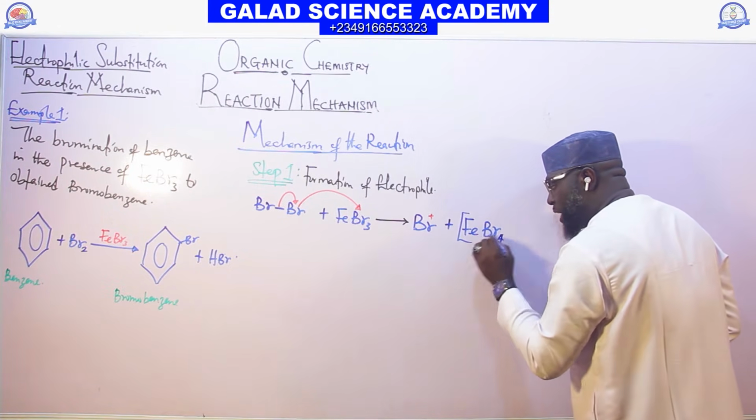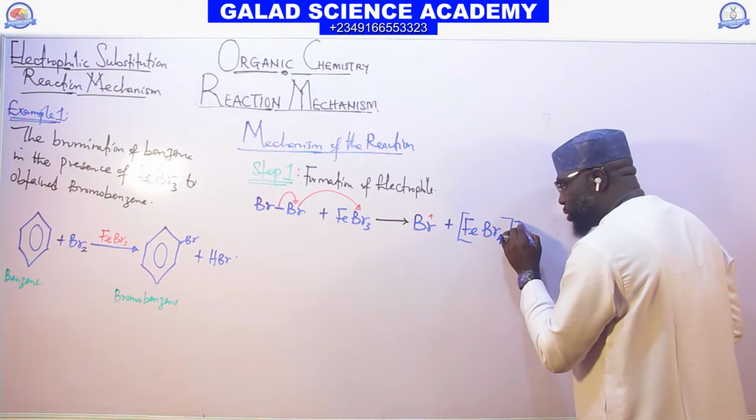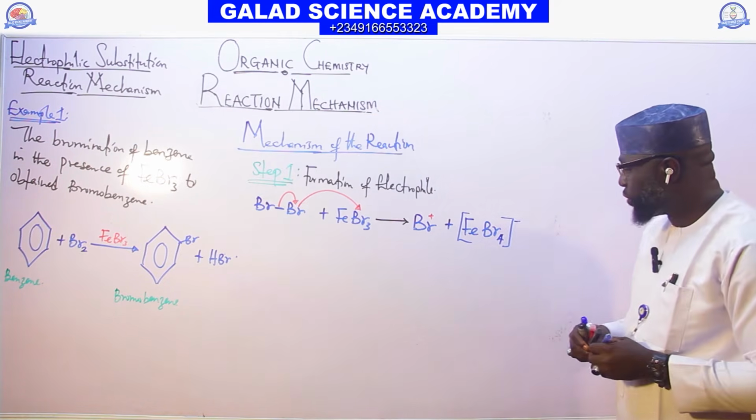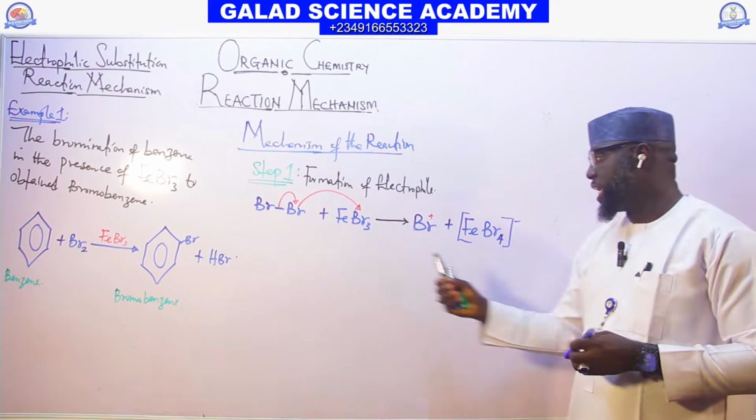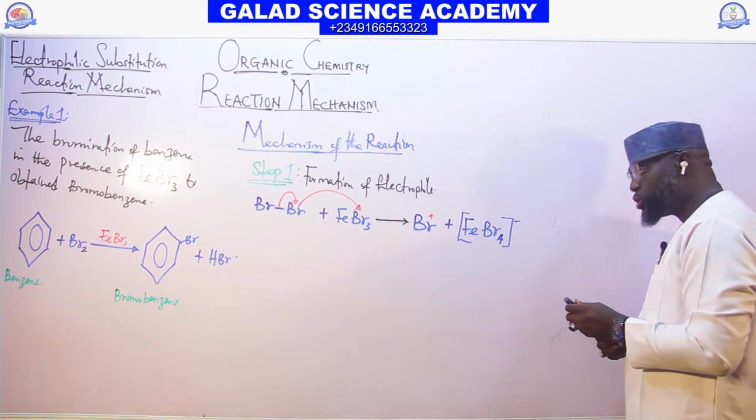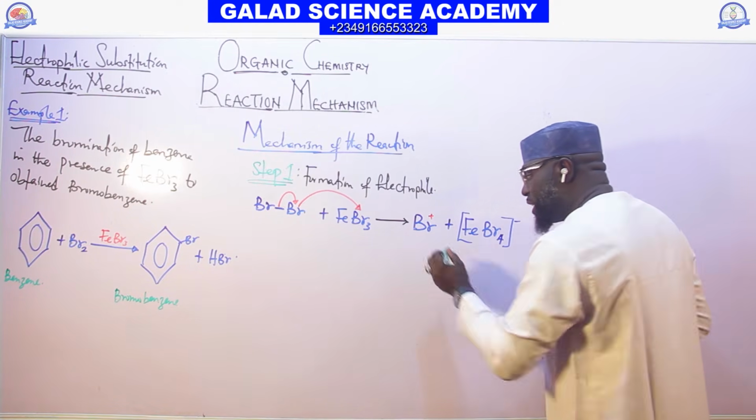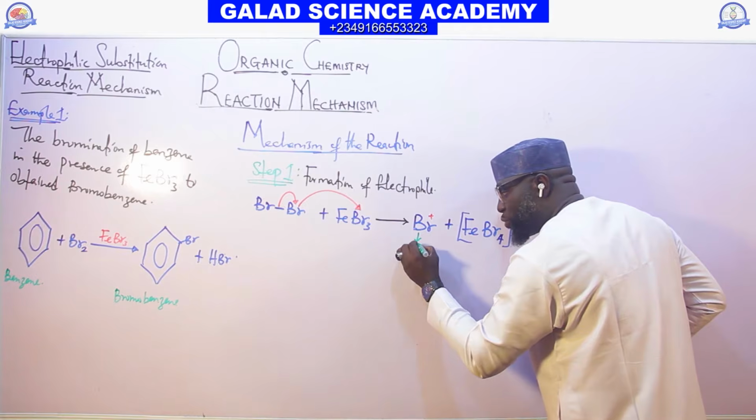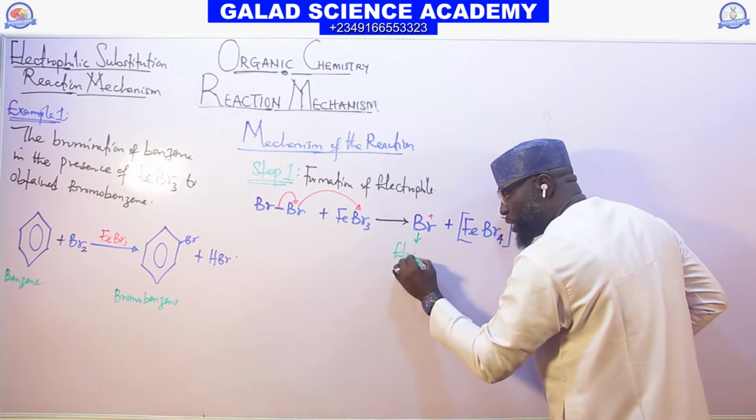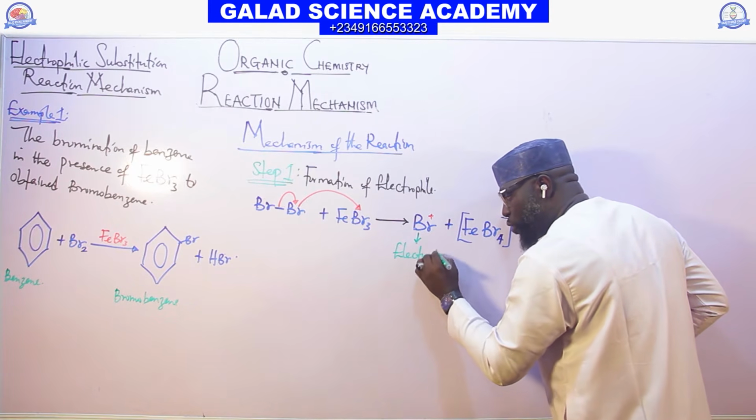And then you put a minus there, because of the bromide that is gained here. So our major interest here now is this electrophile, formation of electrophile.